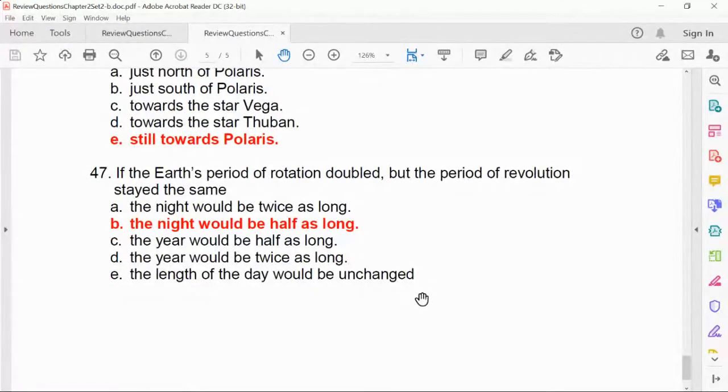Question 47. If the Earth's period of rotation doubled, but the period of revolution stayed the same. We tell the day by the rotation of the Earth. So if you double the rotation, that means the Earth is moving faster, but you keep your revolution the same. Then the night would be half as long and the day would be half as long.